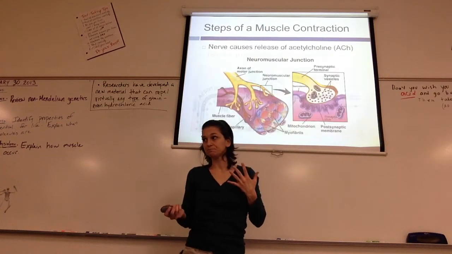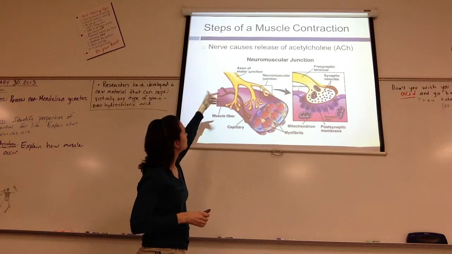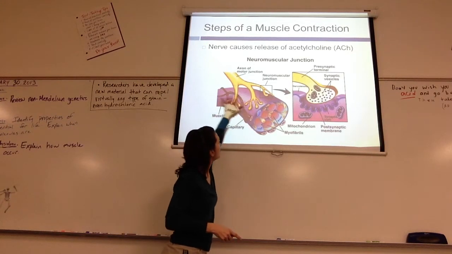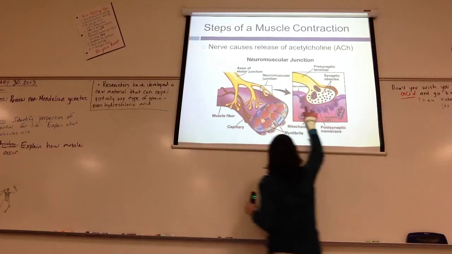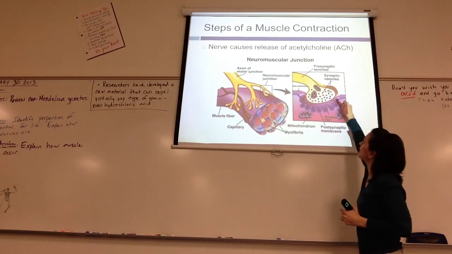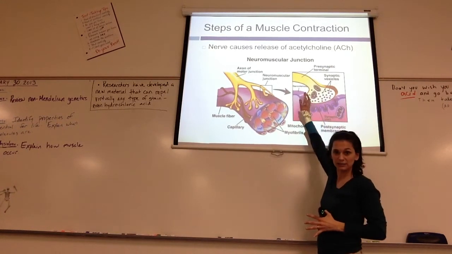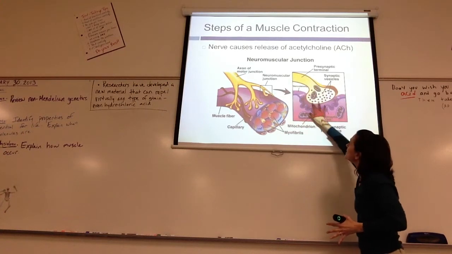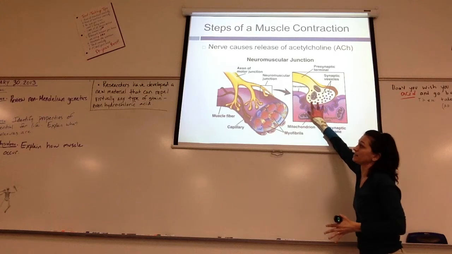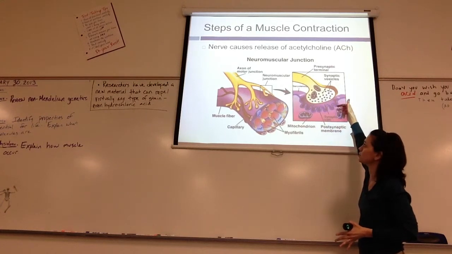Step one, you have got a nerve, and this nerve is in contact with your muscle cell. It's almost touching, but not quite. There's an area of that membrane, remember we called it the sarcolemma, and that nerve is almost touching it, but not quite. There's this tiny little space in between.